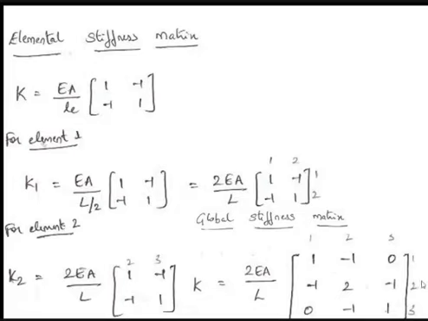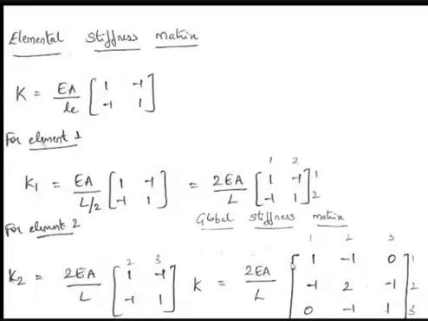Next one is 2 cross 2. If you observe, 2 cross 2 is 1, then 2 cross 2 is 1 again. So 1 plus 1 will be 2. So I have got 2 as my 2 cross 2 value. What about 3 cross 2? 3 cross 2 is minus 1. Similarly, I can write this value, it will be minus 1. The next one is 3 cross 3. So 3 cross 3 is 1. So I've got the global stiffness matrix.